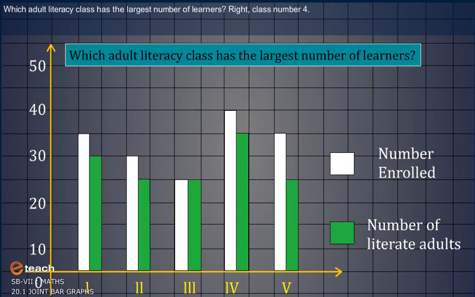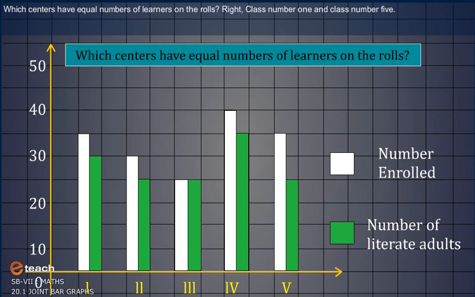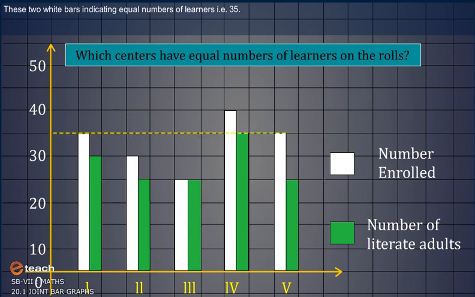Which adult literacy class has the largest number of learners? Right, class number 4. You can see this longest bar indicating highest numerical value 40 for learners enrolled. Which centers have equal numbers of learners on the rolls? Right, class number 1 and class number 5. These two white bars indicate equal numbers of learners, that is 35.